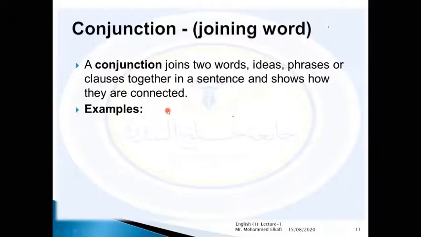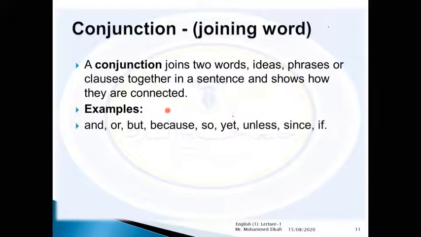Some examples of conjunction words, or connecting words, or joining words: and, or, but, because, so, yet, unless, since, and if. All of them are what? Joining words, or conjunctions, or linking words.